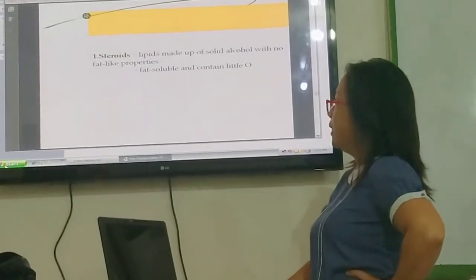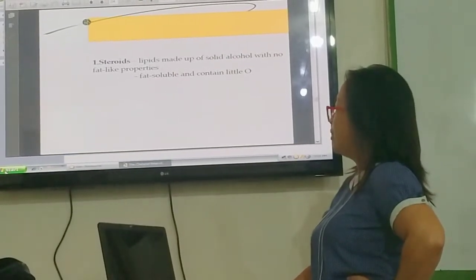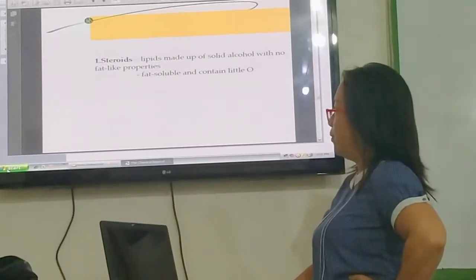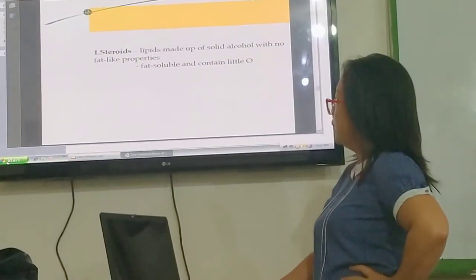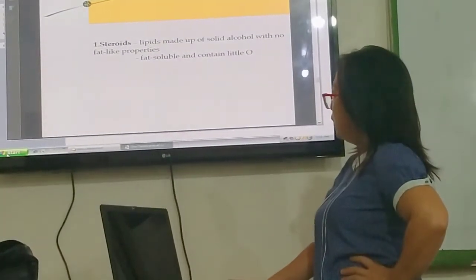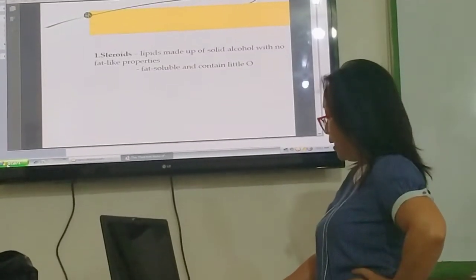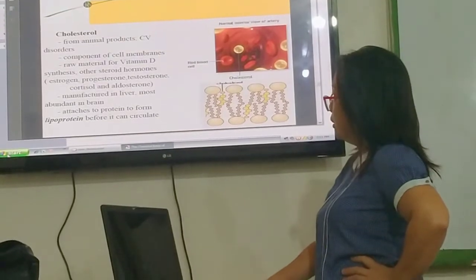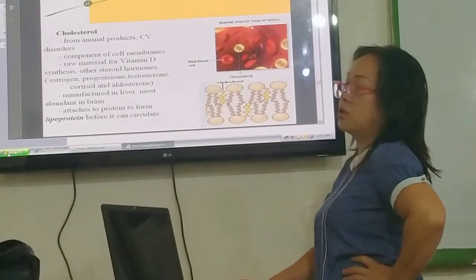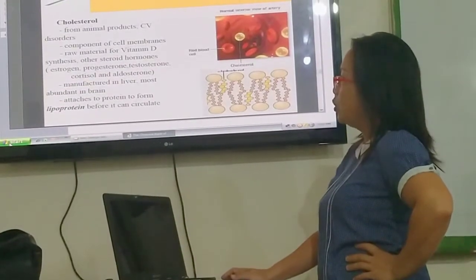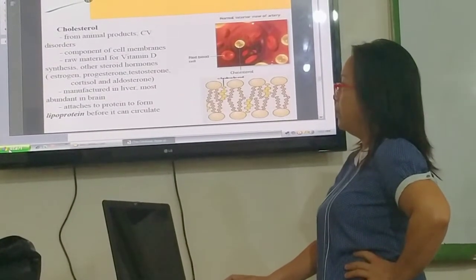These are lipids. They are said to be fat-soluble and contain little oxygen, the steroids. So, it contains solid alcohol with no fat-like properties. So, that's like fatty acid. Okay? So, for example, cholesterol. Cholesterol comes from animal products.